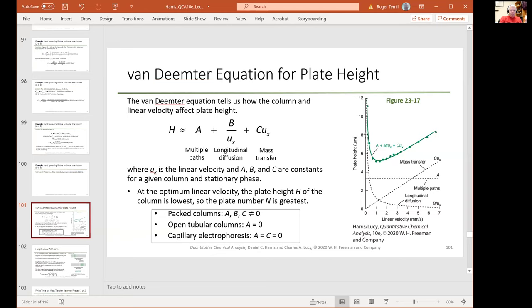So as you go faster, the peaks are going to get narrower, right? And as you go faster and faster, they're going to get to an optimum narrowness. And then most likely they're going to start to get asymmetric and start to tail. We'll discuss that later. But the main thing is that they're broad, they're narrow, and then they're broad again. This is all by simply adjusting the pumping rate, the speed of the mobile phase.